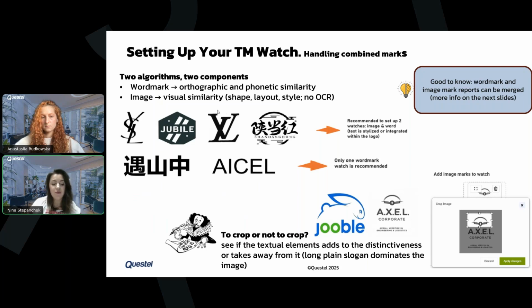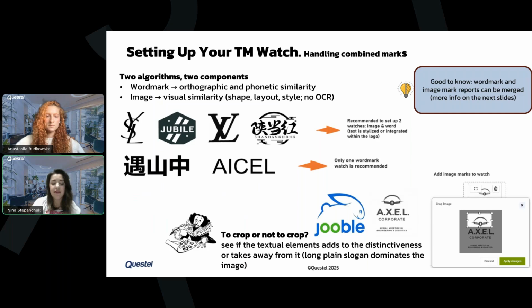However, if one component is not distinctive, like a very plain text element, maybe this black and white classical font scripts on a logotype, then setting up one word mark watch is usually enough, as it will give you better results and reduce unnecessary noise. So this is what you have on this lower part of the screenshot here.